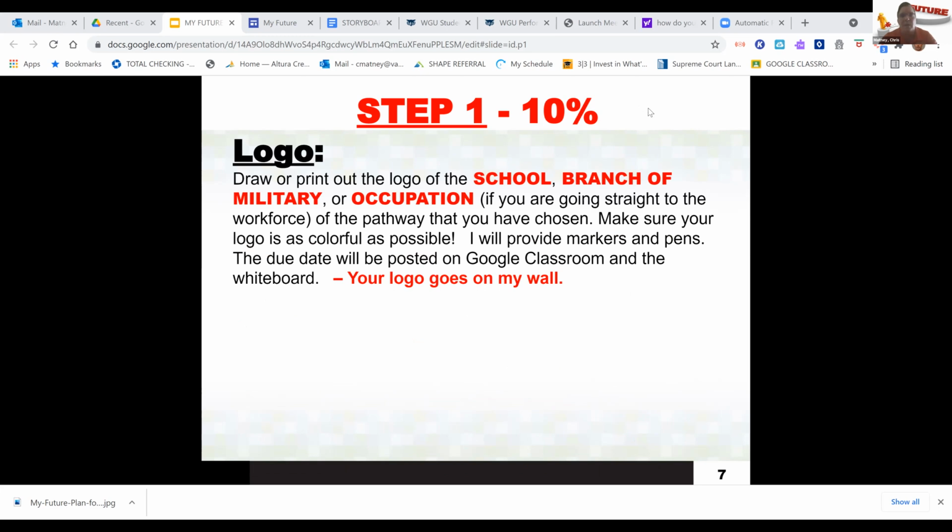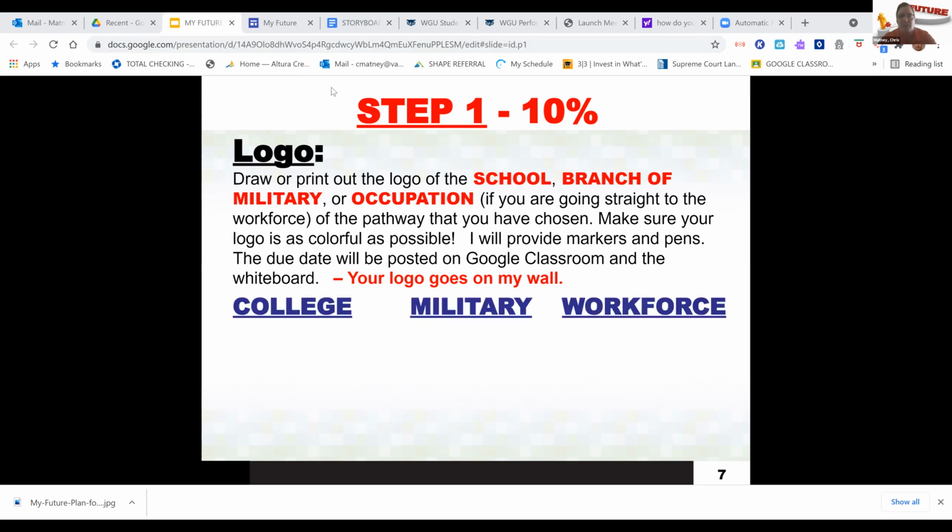This one step, number one, I actually give you two assignments. It's the first step of your project, but I also put it in as a logo in Aeries for your grade. I give you points for this because it goes on my wall. So there are two assignments for this one, okay? The examples: I give you three pathways to choose from, and I'll go through that in our second step. First one is college.